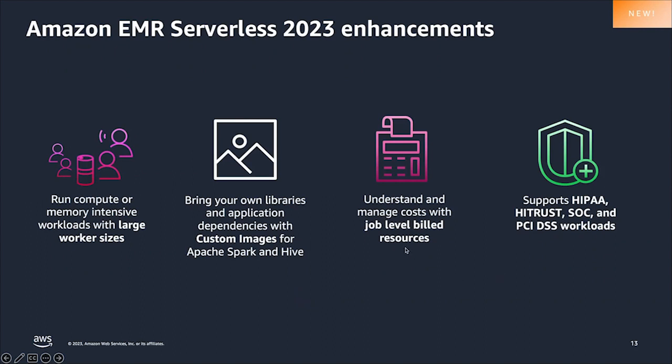The third one is really important since every organization is always worried about how many resources have been consumed by their jobs. When you're running Spark or high workloads, it is useful to see resources used by each individual job run to help understand and manage your total cost. And last, but not least, Amazon EMR Serverless now supports the Health Insurance Portability and Accountability Act eligible, which is called HIPAA, HITRUST, which is Health Information Trust Alliance certified, System and Organization Control, and Payment Card Industry Data Security Standards as well.